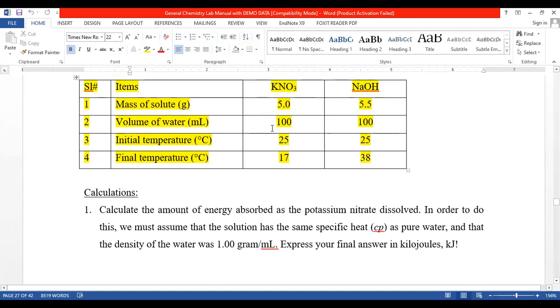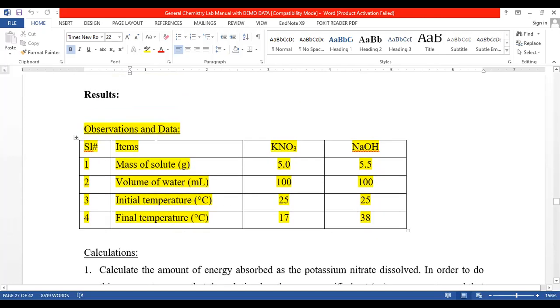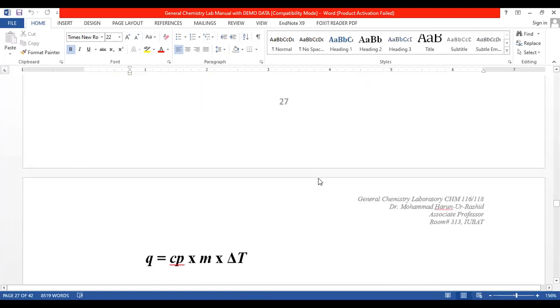Similarly, if you do not have data, you cannot carry out the calculation. So this table and the calculation will be blank. Later, when you conduct the experiment, you will get the data and complete the calculation. So this is done.